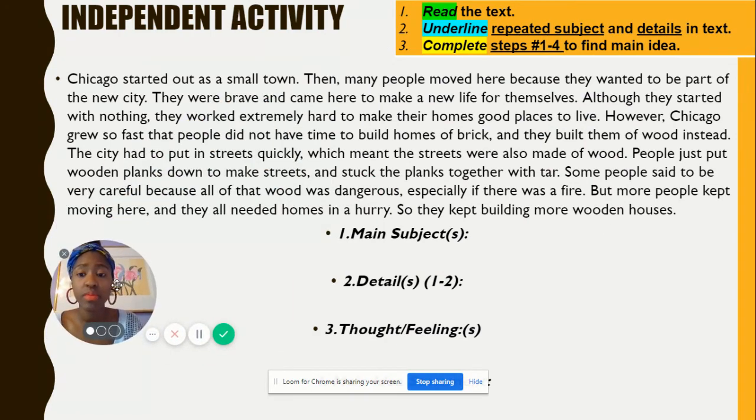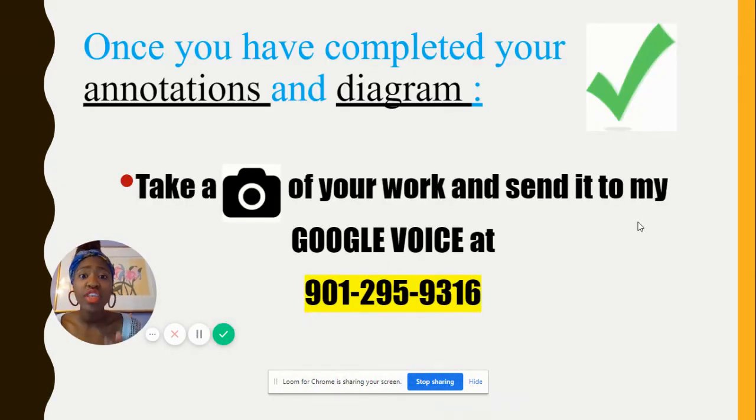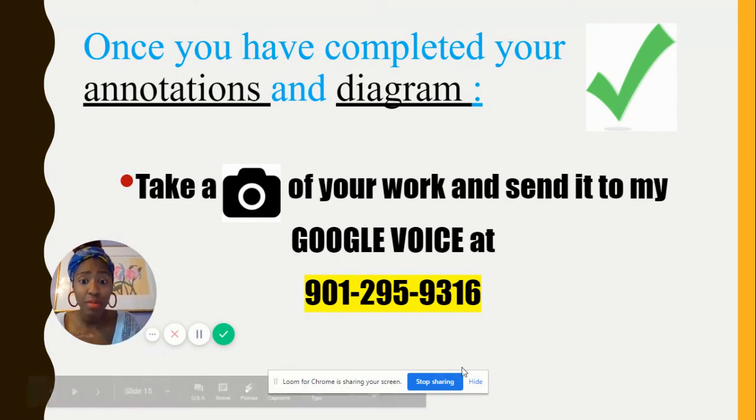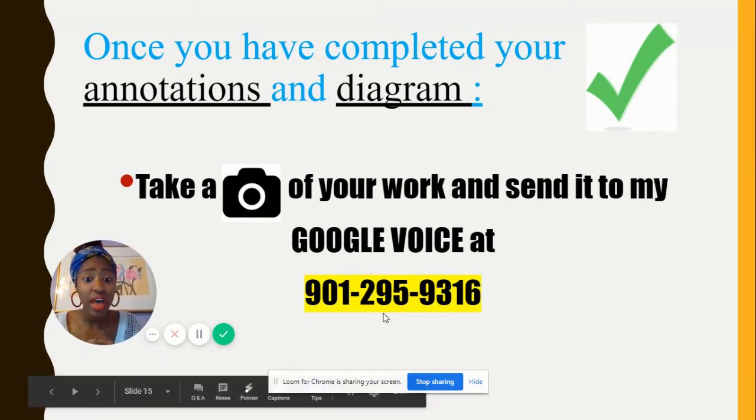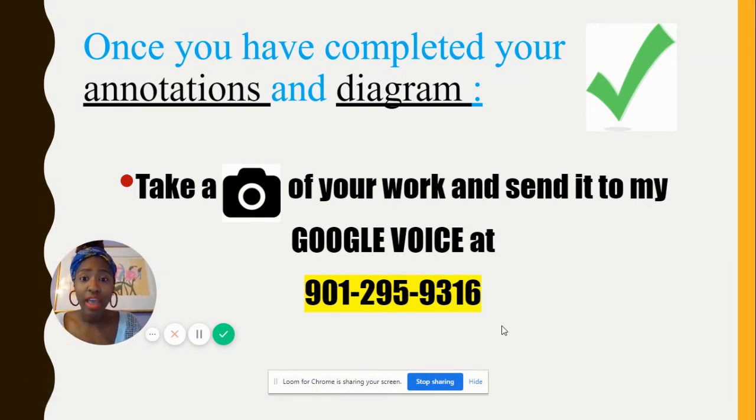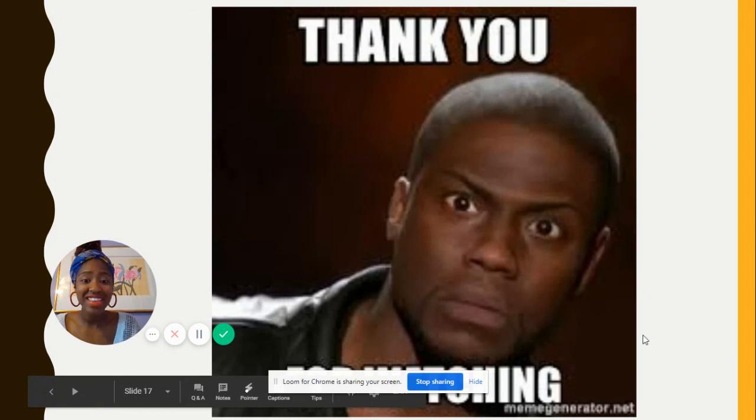I'm going to go ahead and put myself in a corner. This is your independent activity. I wish you well. Make sure that once you have completed your annotations and your diagram, take a picture of your work and send it to my Google Voice number, 901-295-9316, okay? So I hope you all have an amazing time enjoying your independent activity.